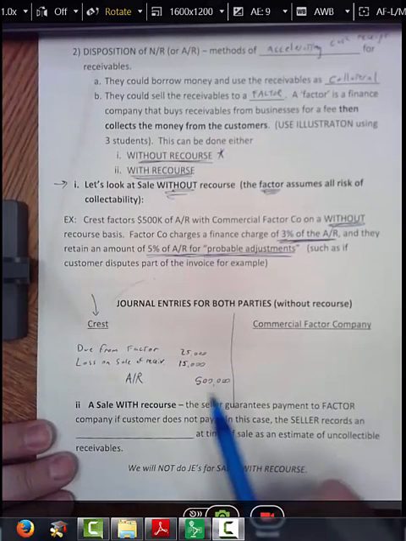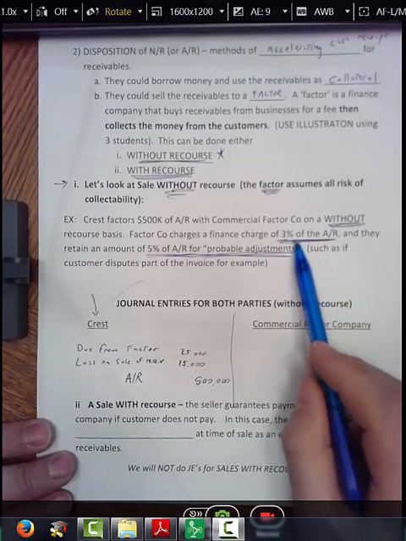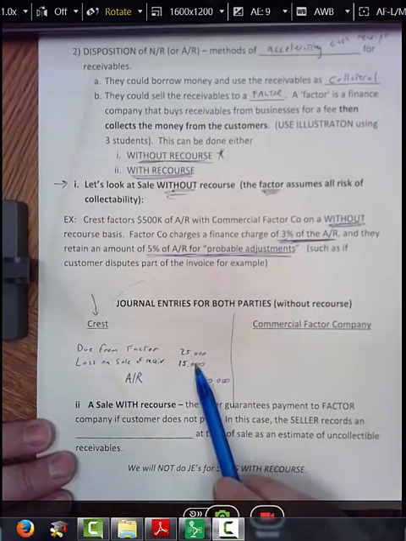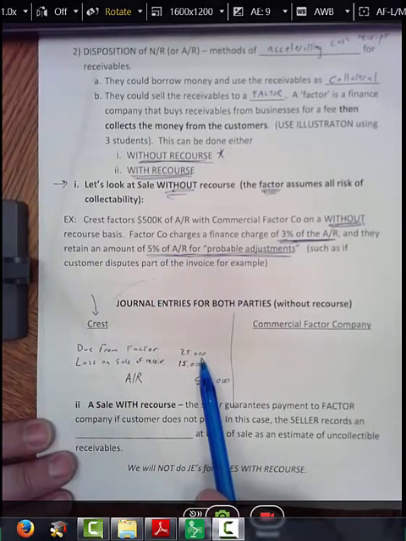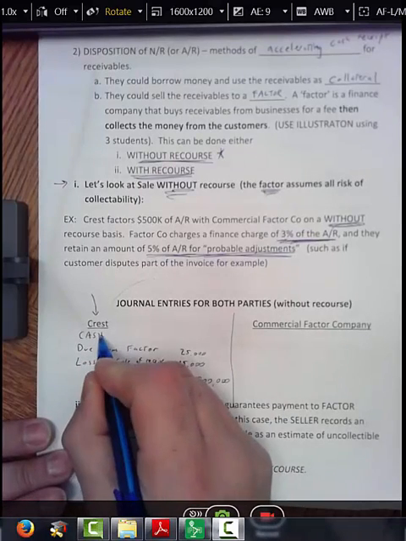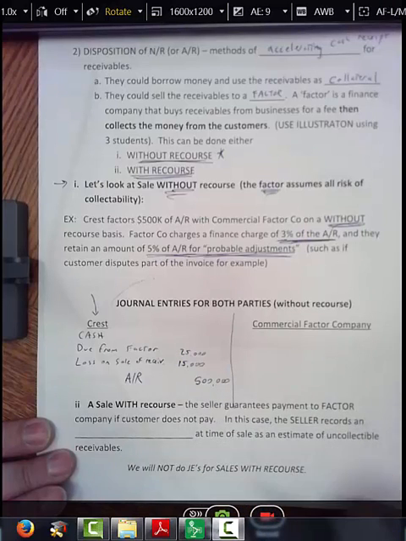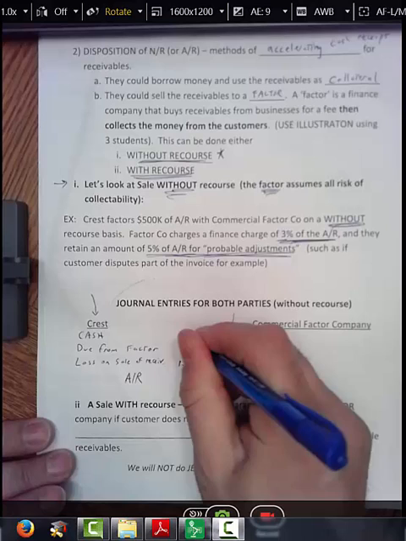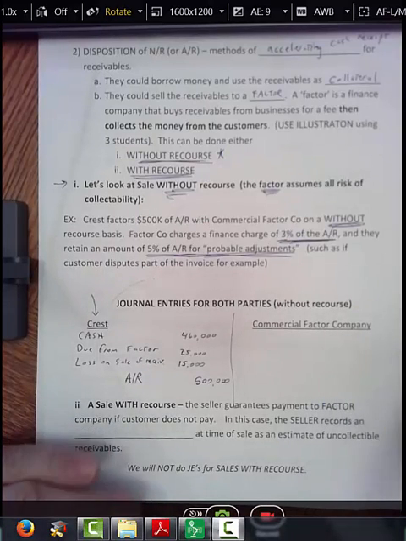So accounts receivable, we took it off the books. The loss on the sale of receivable is the finance charge of 3%. The amount retained is 5% of AR for probable adjustments. And so the last thing you do is you debit cash. When I do my journal entries, I think of that as the accounting plug. So what do I have to debit here to make this journal entry balance? $460,000.